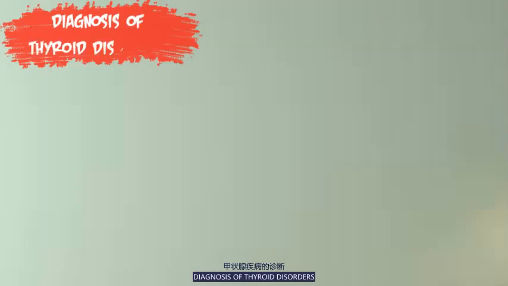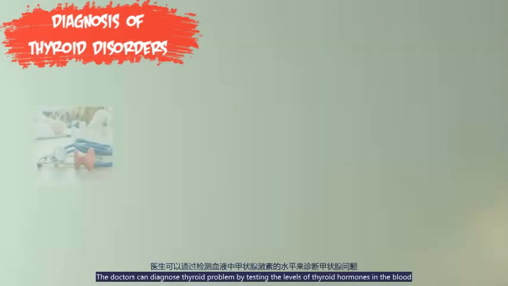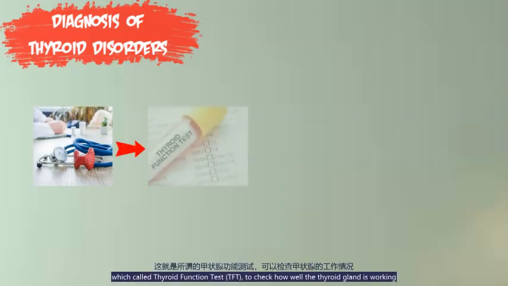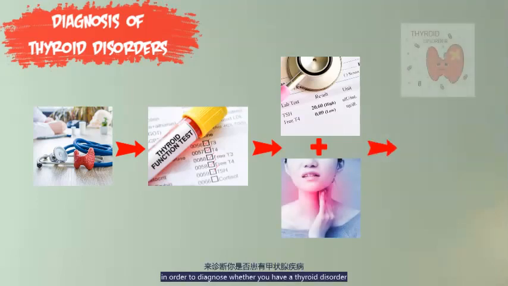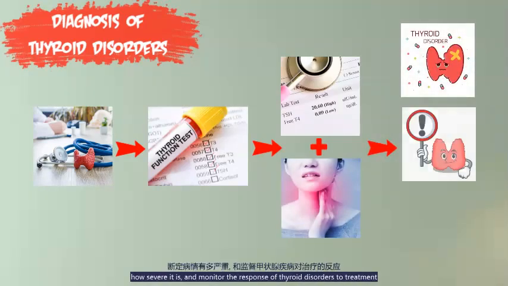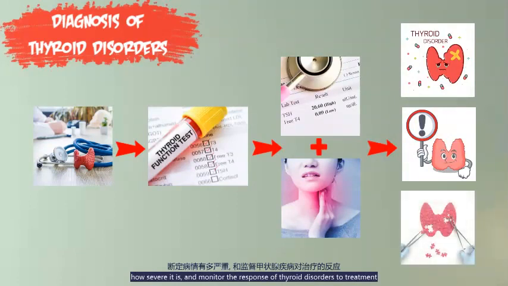Diagnosis of thyroid disorders. The doctors can diagnose thyroid problems by testing the levels of thyroid hormones in the blood, which is called thyroid function test, TFT, to check how well the thyroid gland is working. The doctor will interpret the TFT results, together with your symptoms and how you feel, in order to diagnose whether you have a thyroid disorder, how severe it is, and monitor the response of thyroid disorders to treatment.